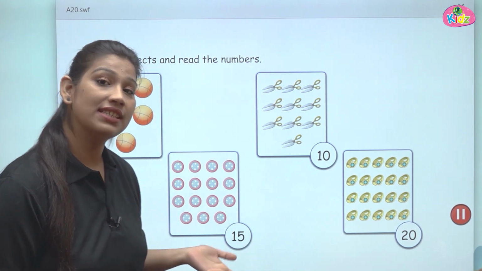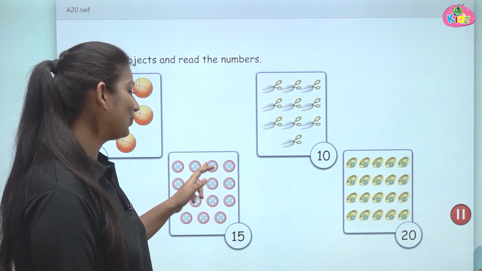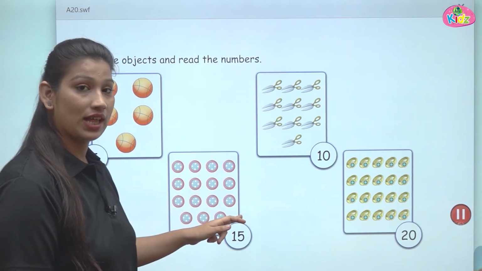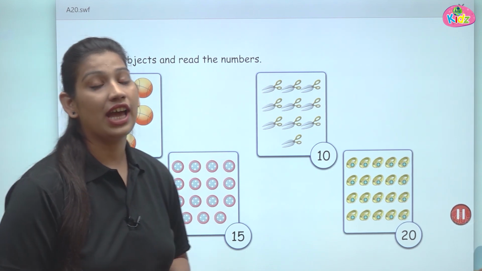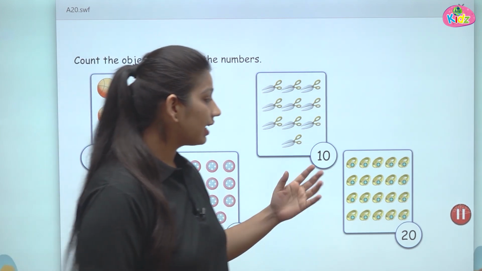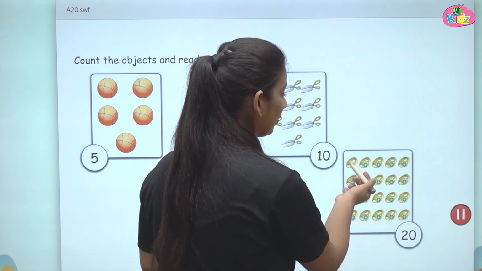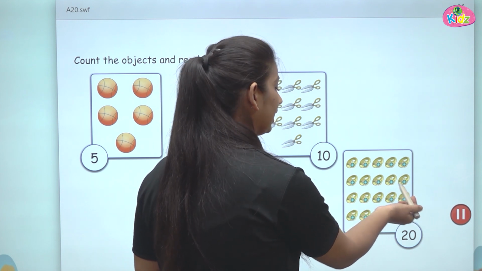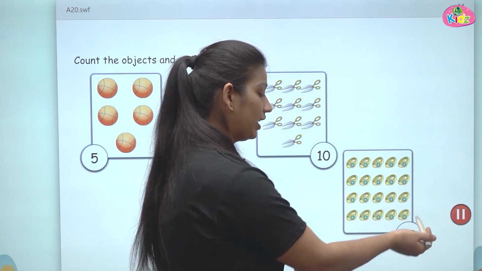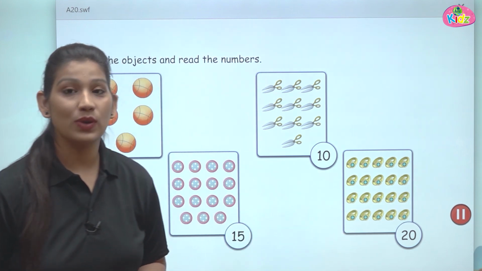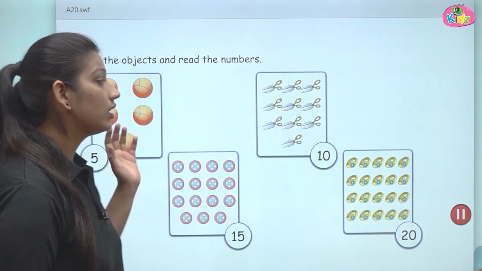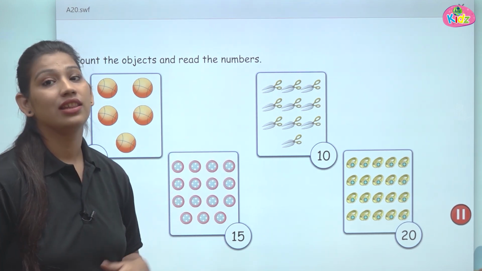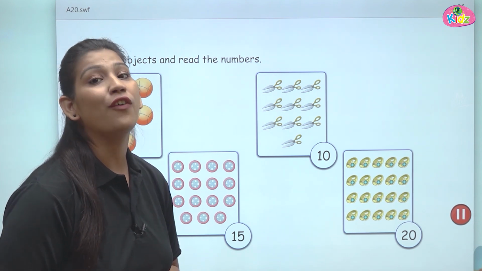Next we have buttons. Let us count that. 1, 2, 3, 4, 5, 6, 7, 8, 9, 10, 11, 12, 13, 14, 15. We have 15 buttons. And at last we have rings. Let us count. 1, 2, 3, 4, 5, 6, 7, 8, 9, 10, 11, 12, 13, 14, 15, 16, 17, 18, 19, 20. We have 20 rings. So the number of objects are 5, 10, 15, 20. They are moving by skip counting of 5.